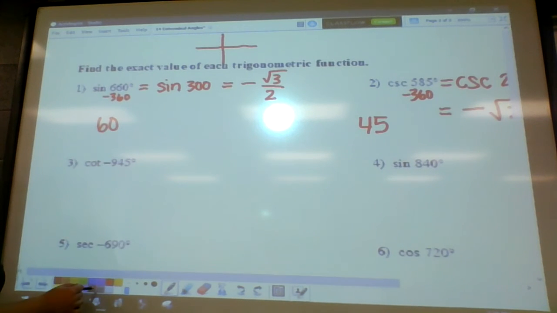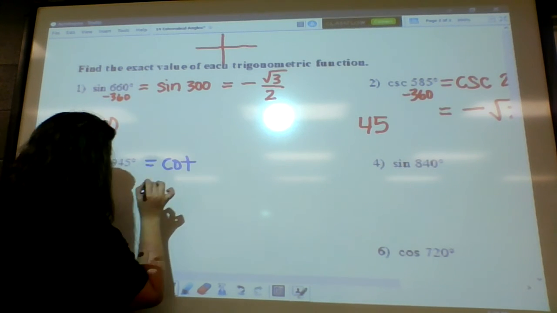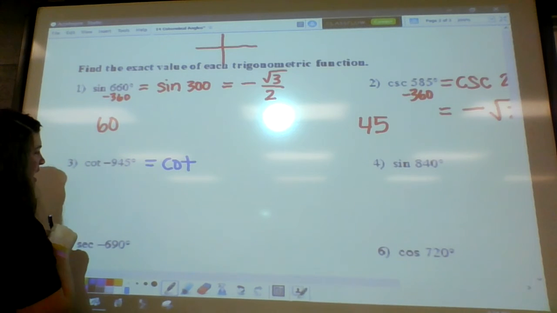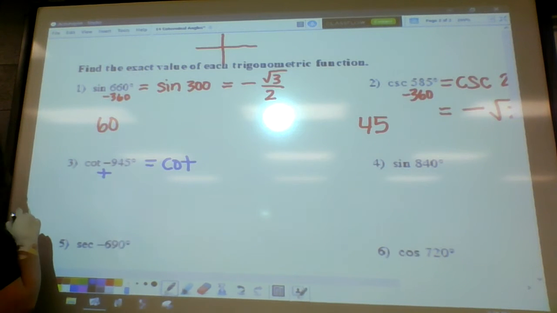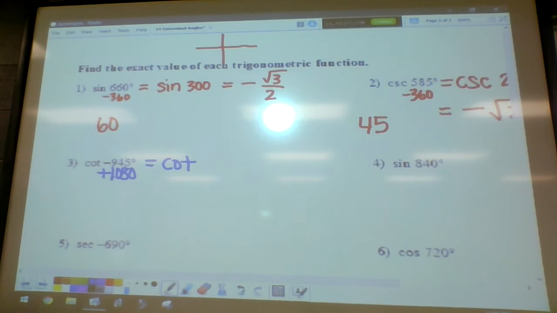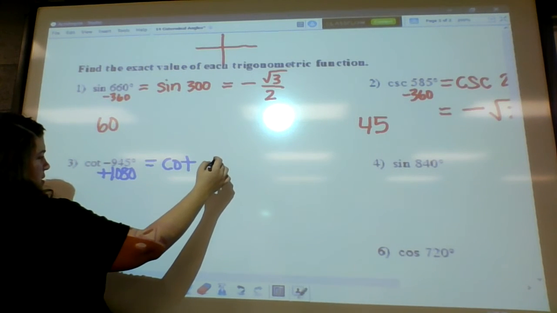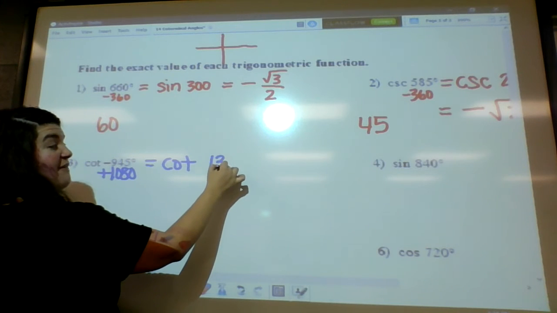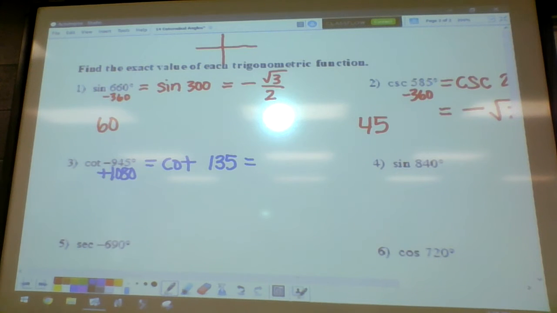All right, cotangent of negative 945. So we're going to reference a cotangent of a coterminal angle. What do I have to do to get this to a coterminal angle? I'm going to have to add for sure. How much should I add? 1080. Yeah, 1080 will get it back into the positives. You could add 360, add 360, add 360 until you get there, or you can just go straight to the 1080. So if you add 1080, what do you end up with? 135? All right, so cotangent of 135. Will 135 be positive or negative for cotangent?